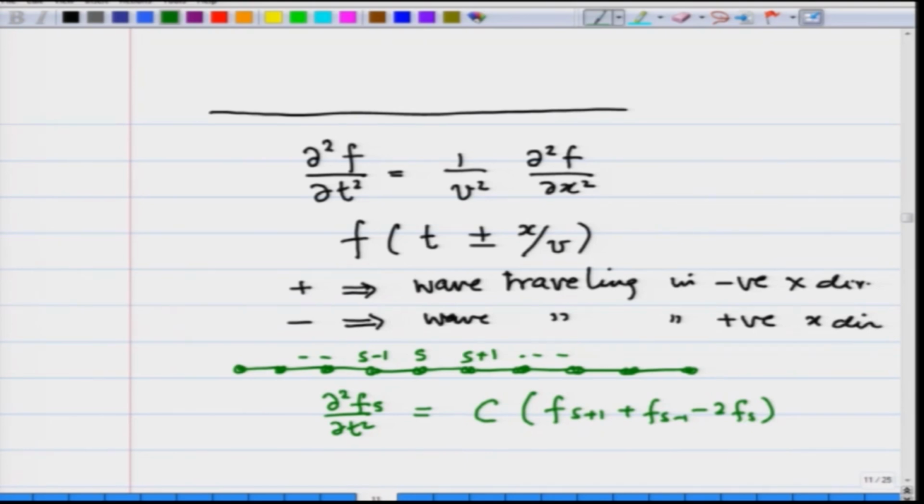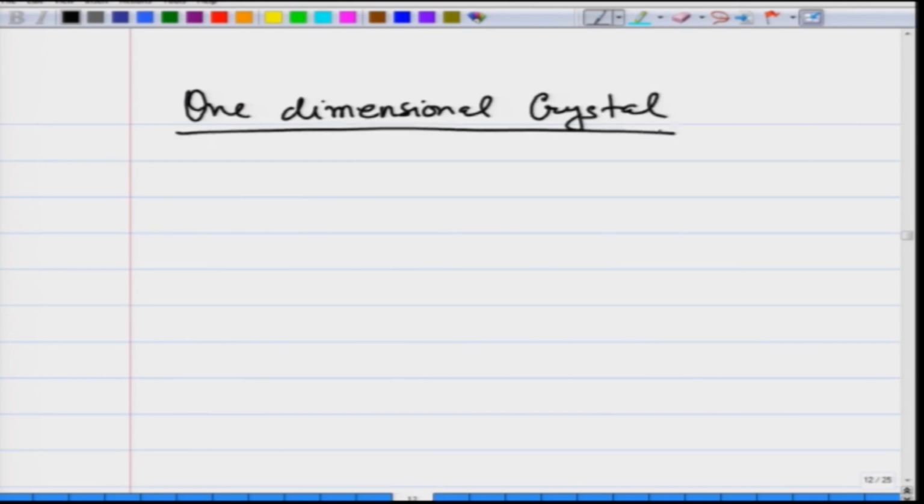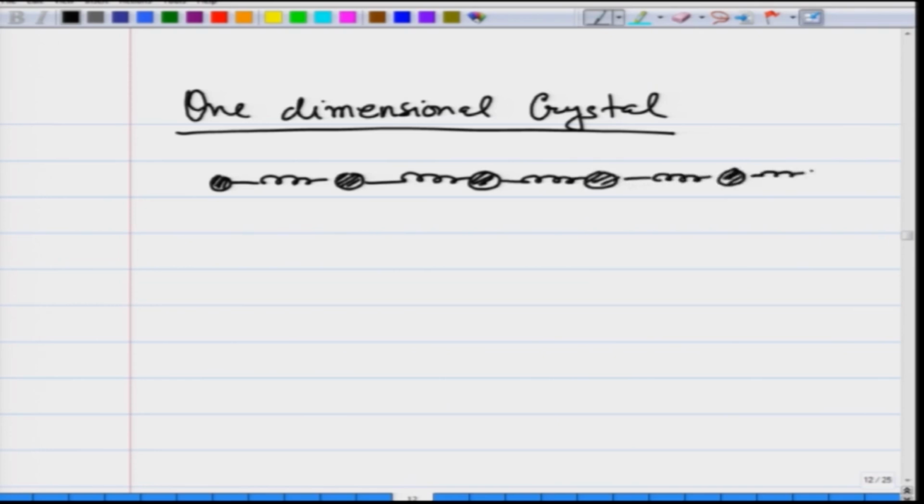Now, actually I am going to show you that this is the equation when you have these discrete sites. So, let us assume a one dimensional crystal where I have these atoms arranged along, let us say, the x axis, connected by springs, so with some spring constant c.